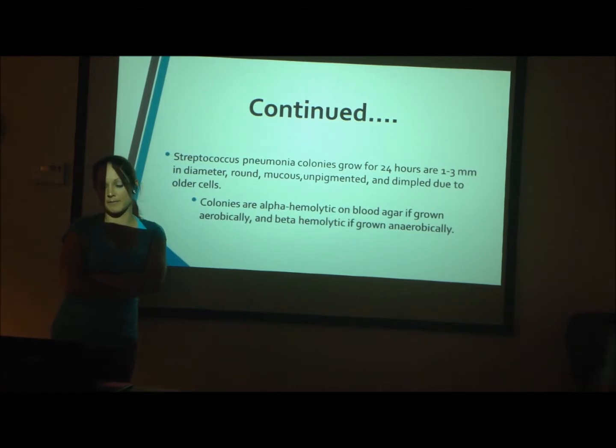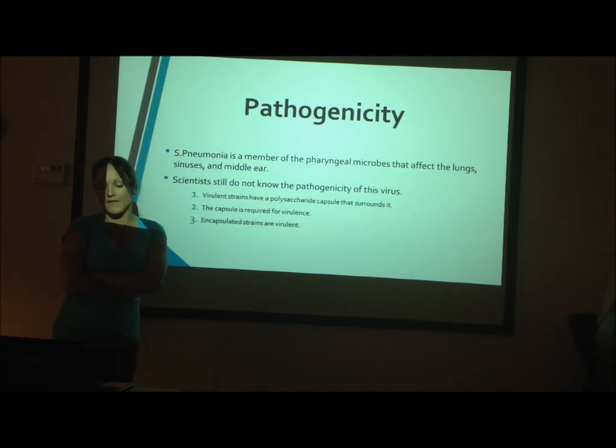Streptococcus pneumonia is a member of the pharyngeal microbes that affect the lungs, sinuses, and middle ear. Scientists still do not know the cause of the virus. Virulent strains have a polysaccharide capsule that surrounds it. The capsule is required for virulence.